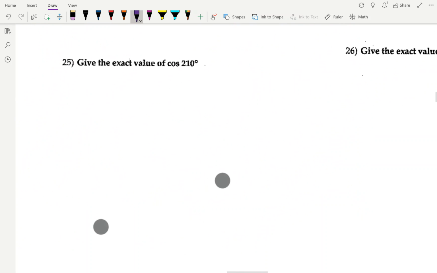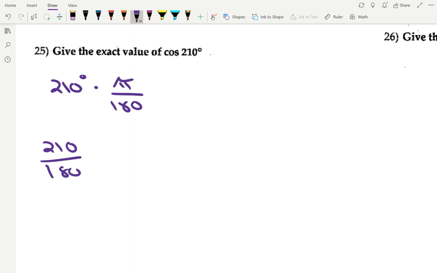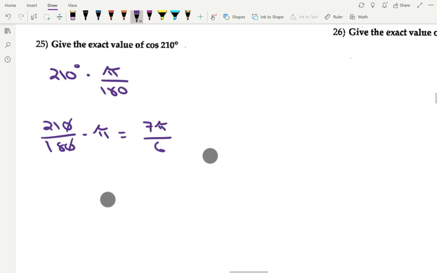Okay, let's keep going. Let's see, find the exact value of 210. So I don't like degrees, so I'll put the pi in, over 180. So I'm really just having to reduce 210 over 180 and then multiply it by pi. Zeros is the middle school trick. 21 divided by 3 is 7. 18 divided by 3 is 6. So 7 pi over 6.